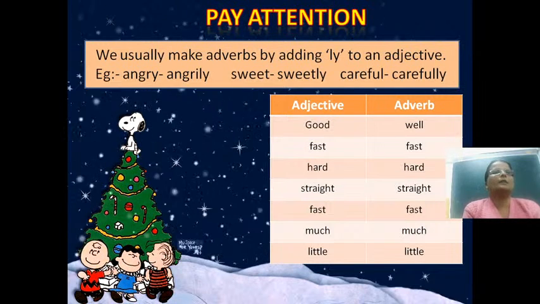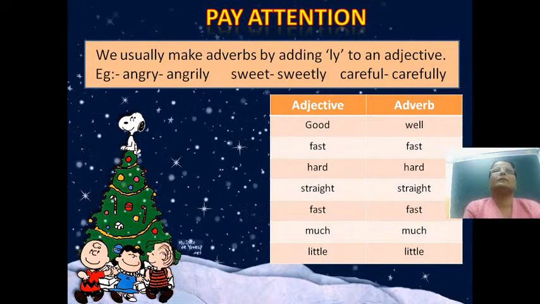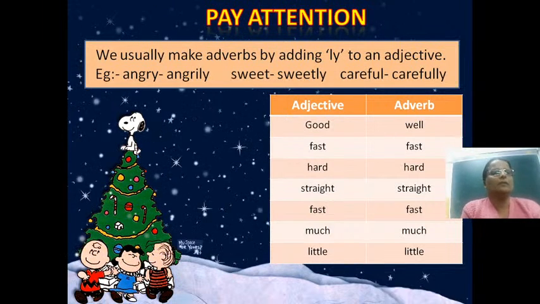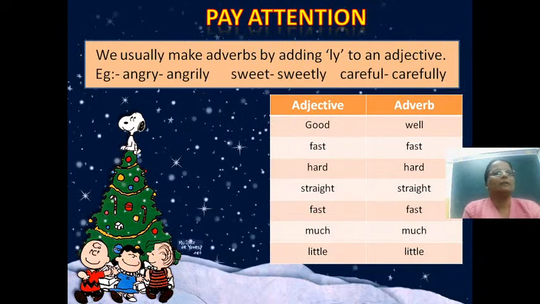Fast, hard, straight, much and little. All these words are adjectives as well as adverbs too. There are some more words in English which work as adjective and adverb together. Okay, it is adjective also, it is adverb also. These words you must learn and remember, otherwise you will get confused.